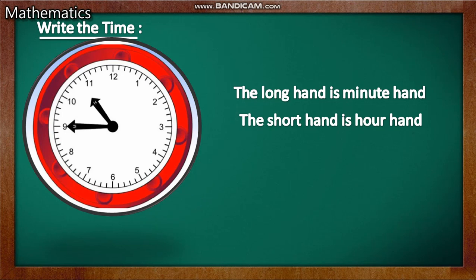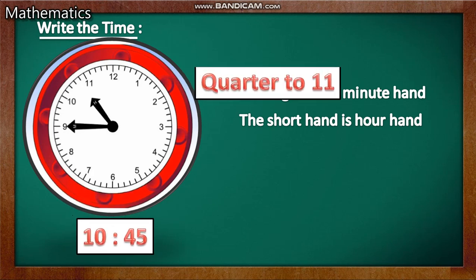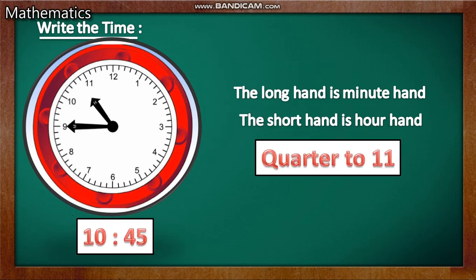Where's the long hand? The long hand is in 9. Long hand in 9 means quarter to. Then quarter to which number? That's where the short hand is. The short hand is between 10 and 11. That is going to 11, near to 11. So it is quarter to 11. In numbers you may write 10:45, and in words, quarter to 11.